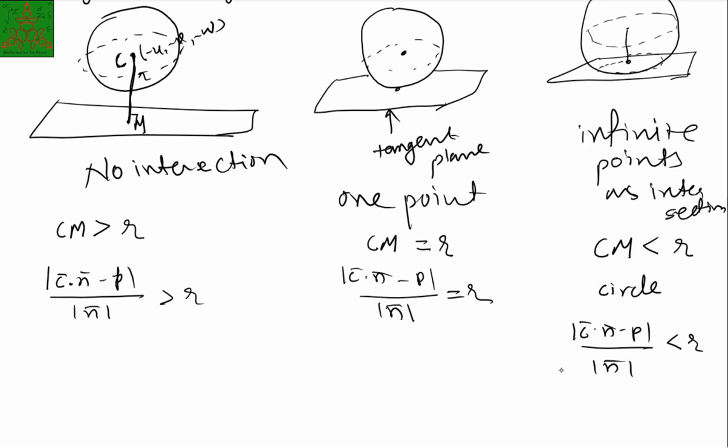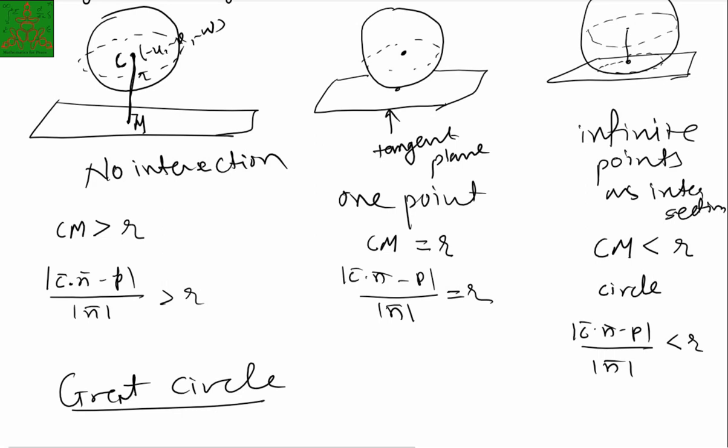There is one more definition I want to tell you here: the great circle. So what is the great circle? A great circle is the intersection of a plane with the sphere when the plane passes through the center of the sphere. So if the plane intersecting the sphere passes through the center of the sphere, then their intersection is a great circle. That is the definition of the great circle.